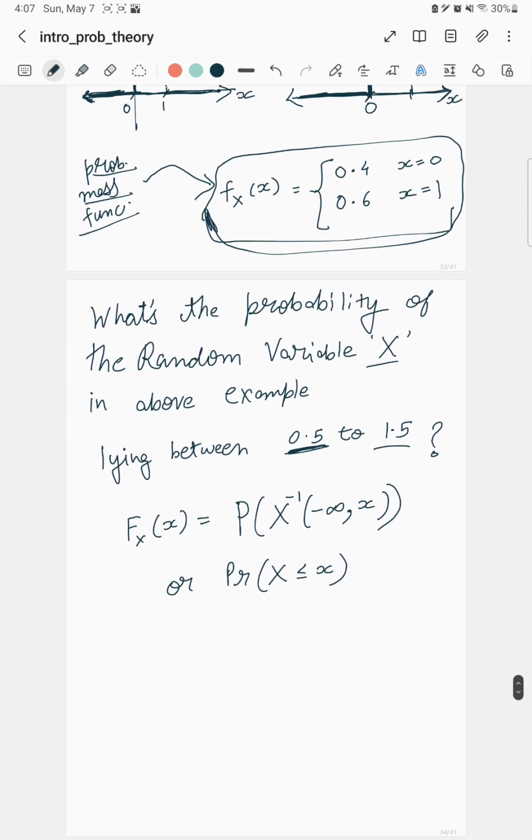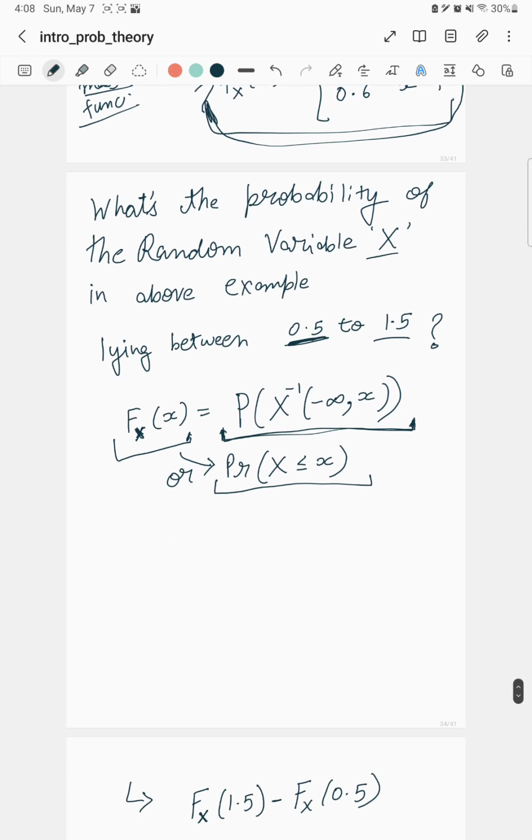As we know, the cumulative distribution function denoted by this is nothing but the probability measure of the pre-image of a random variable, which was a measurable function from the sample space to the real line. It is also denoted by this. So the cumulative distribution function capital F of x is also denoted by the probability of a random variable having a value less than small x. Now in this case, if you want to calculate the probability of a random variable being in this range, you can easily do it in this way.